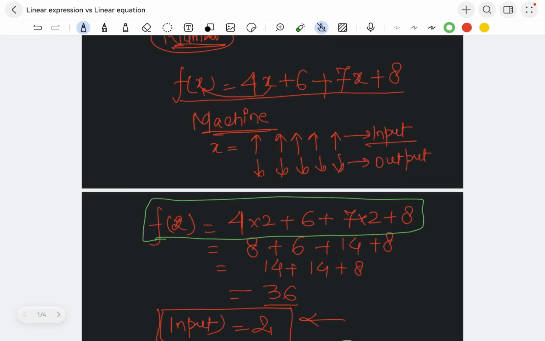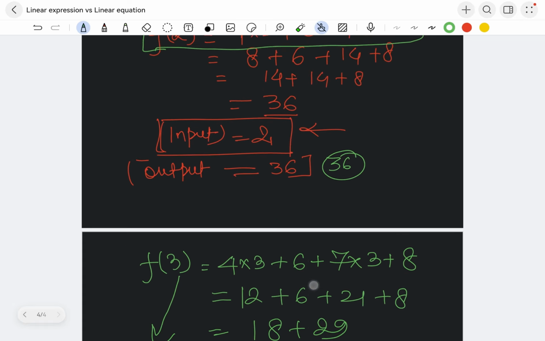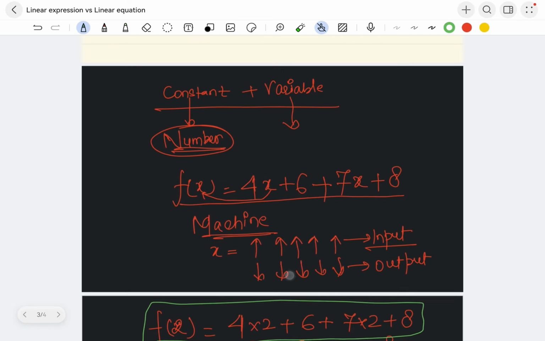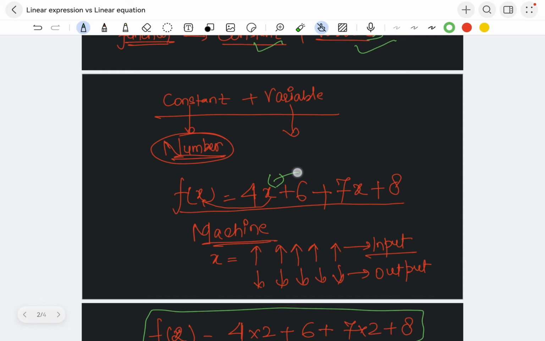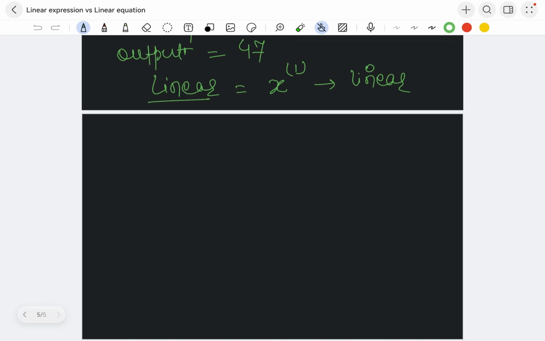Okay, now here if you say this is linear, why linear? We haven't explained yet why it is linear. Whenever the highest power of x is 1, that means it's linear. Now in this expression, if you see, what is the highest power of x? If there is nothing, that means it is 1. So here we understand that if the highest power in an expression is 1, it's linear.